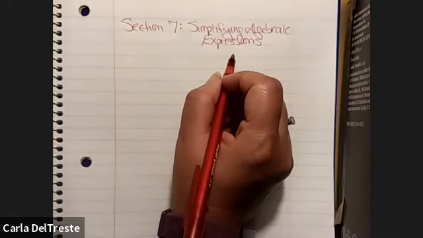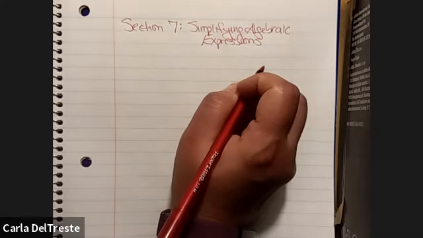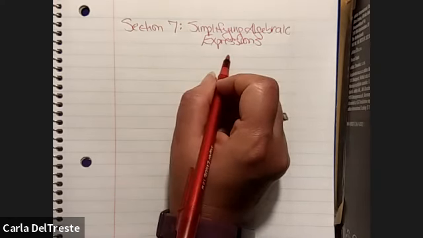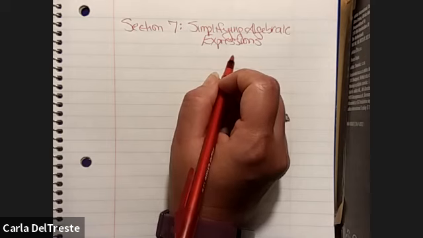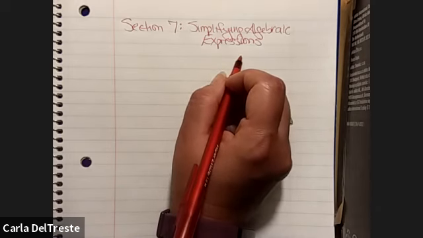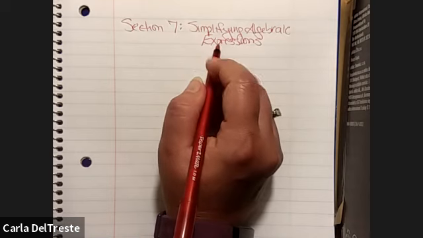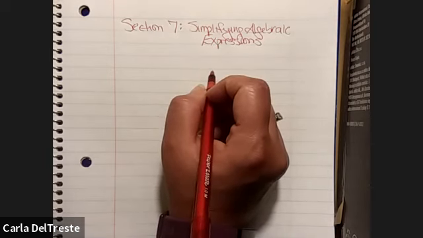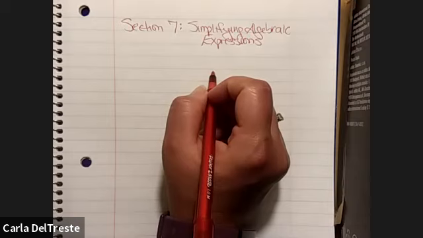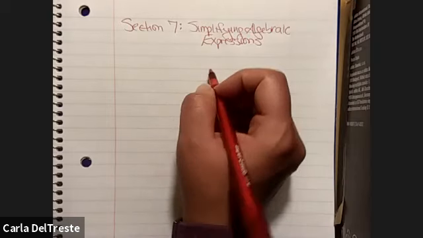So in the previous video, we talked about what the difference is between an expression versus an equation. An expression cannot be solved. It doesn't contain an equal sign. So we're focusing on simplifying here, getting it into the smallest number of terms that you possibly can.